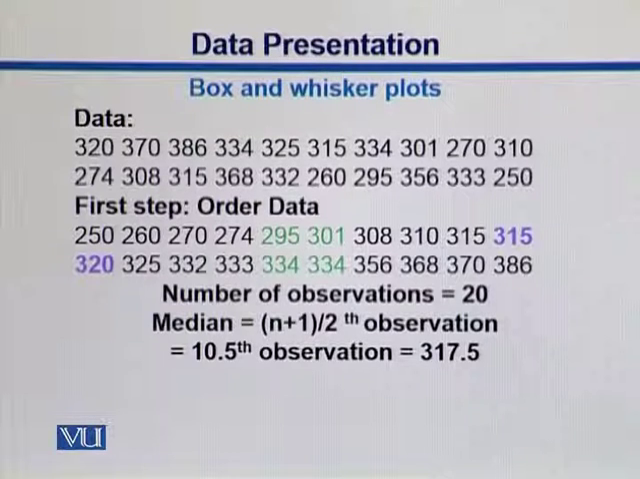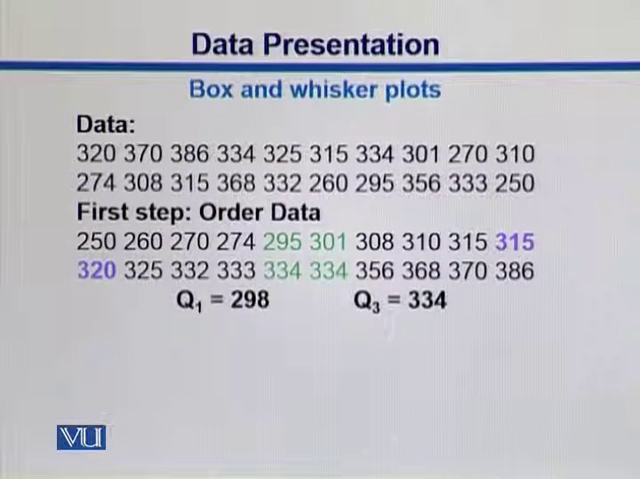We take those numbers, 315 and 320, and we average them. So it's 317.5, which is our Q2, our median. We can take the mean by simply summing up these numbers and dividing by 20. That is 317.8.